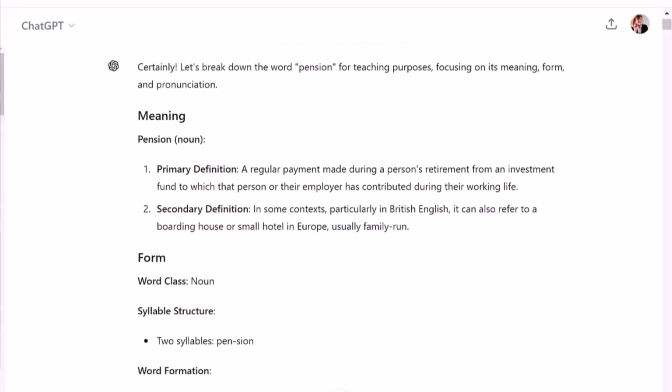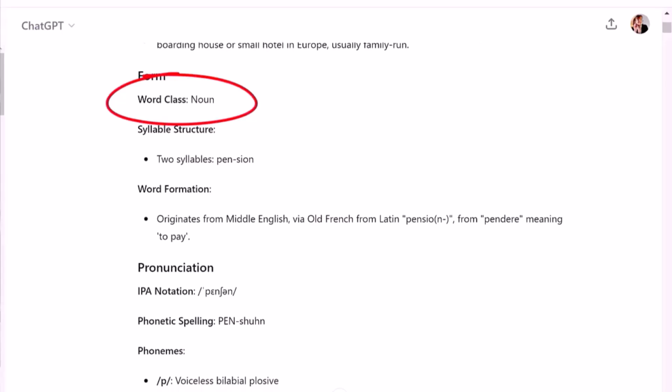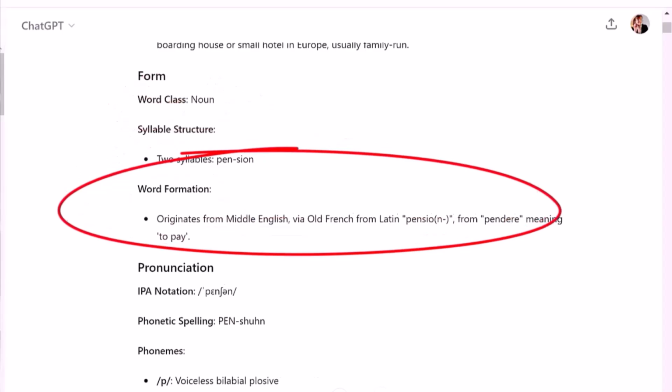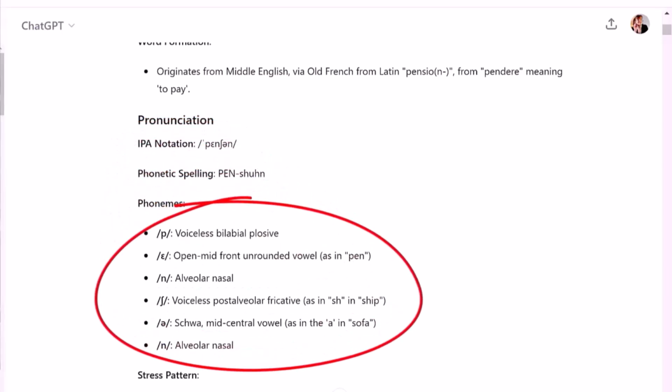ChatGPT is more straightforward, tells us it's a noun, not whether it's countable or not, and it also includes its etymology, which is definitely not needed in a language analysis. Moving on to the pronunciation, ChatGPT gives us a simple transcription, great, but then this huge amount of linguistic information that's just not needed for this assignment.